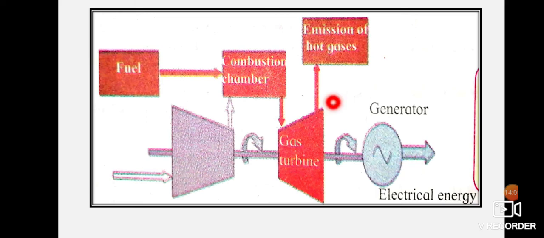And here you can see emission of hot gases. So again, the fuel here is natural gas. It is compressed in the chamber where it undergoes combustion, that is, burning in the air. It gives hot gas at high pressure, which falls on the gas turbine. When the gas turbine rotates, it rotates the generator, which in turn gives electrical energy.